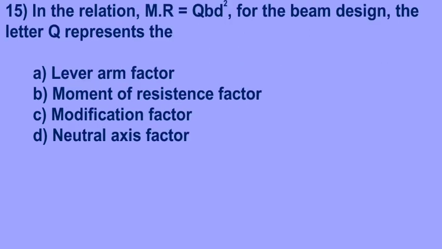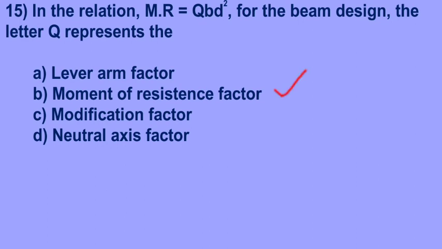In the relation moment of resistance, MR is equal to QBD square for the beam design. The letter Q represents option A lever arm factor, option B moment of resistance factor, option C modification factor, and option D neutral axis factor. And the answer is option B moment of resistance factor. In the relation MR is equal to QBD square for the beam design, the letter Q represents moment of resistance factor.